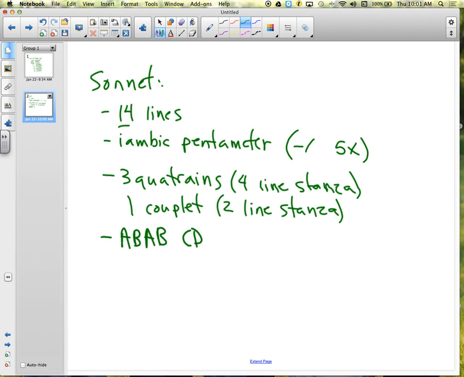The rhyme scheme of a Shakespearean sonnet is A, B, A, B; C, D, C, D; E, F, E, F; and then G, G. There are also Italian sonnets, but we're not reading those. So here's your first quatrain, your second quatrain, your third quatrain, and then your couplet. The last two lines rhyme. And usually the couplet presents a conclusion to whatever was presented in the first three stanzas. We're going to go back and look at that Shakespearean sonnet and look at these different parts shortly. I need to go turn my recording off.